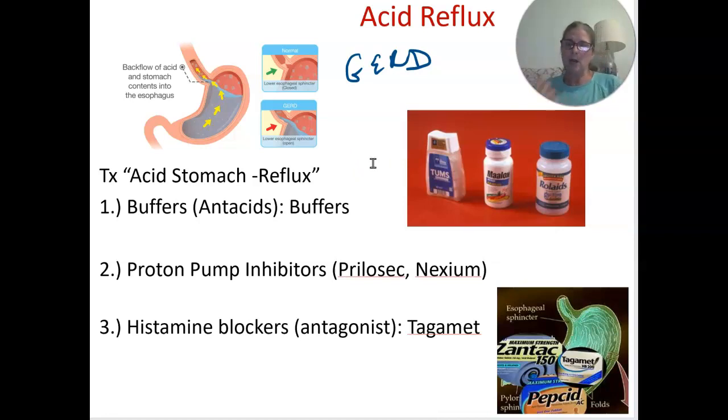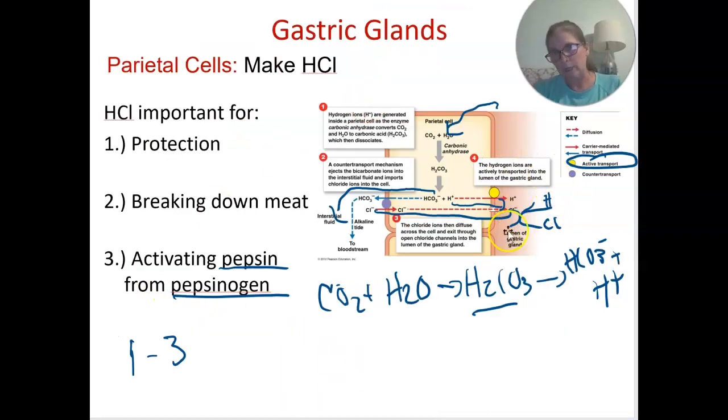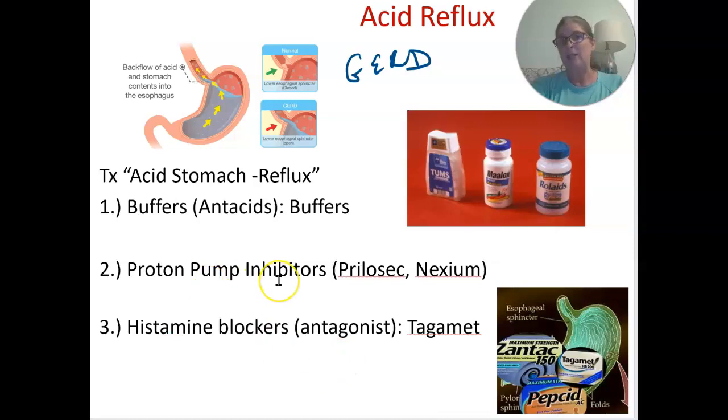Now, if you're more prone to GERD or reflux, there are two other mechanisms. There are proton pump inhibitors, and just like what we looked at with this hydrogen pump, a proton pump inhibitor is going to prevent that hydrogen pump from working, so you won't make as much hydrochloric acid. They're literally going to block the hydrogen pump. You've probably heard of some of these meds before. And then there are also histamine blockers. These are antagonists to histamine, because histamine, when it's released in your stomach, increases the production of stomach acid.